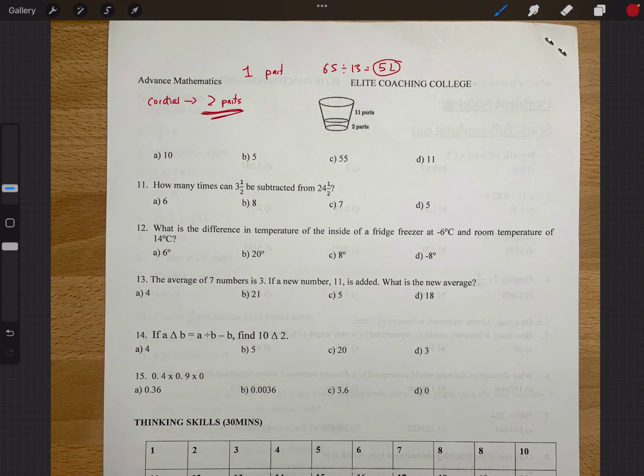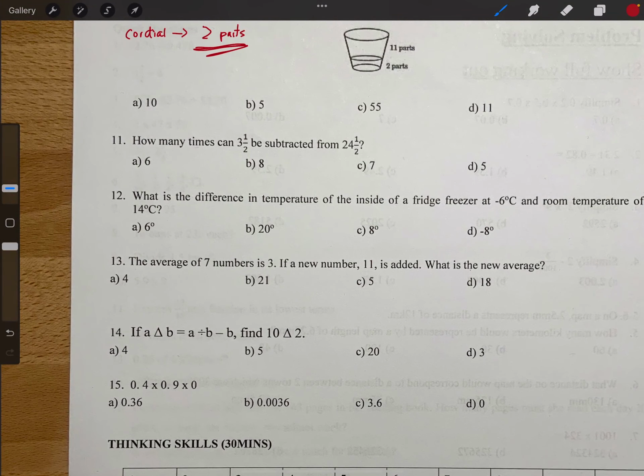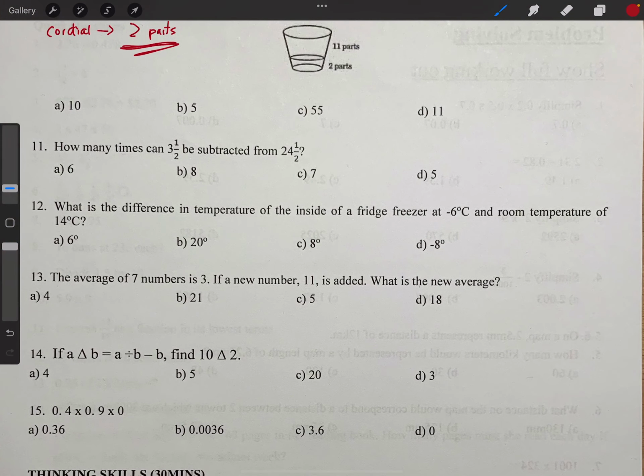Now, for question 11, how many times can 3.5 be subtracted from 24.5? So that means how many lots of 3.5 go into 24.5? So what we do is we do a simple division: 24 and a half divided by 3.5, and we can see how many times 3.5 fits into 24.5.